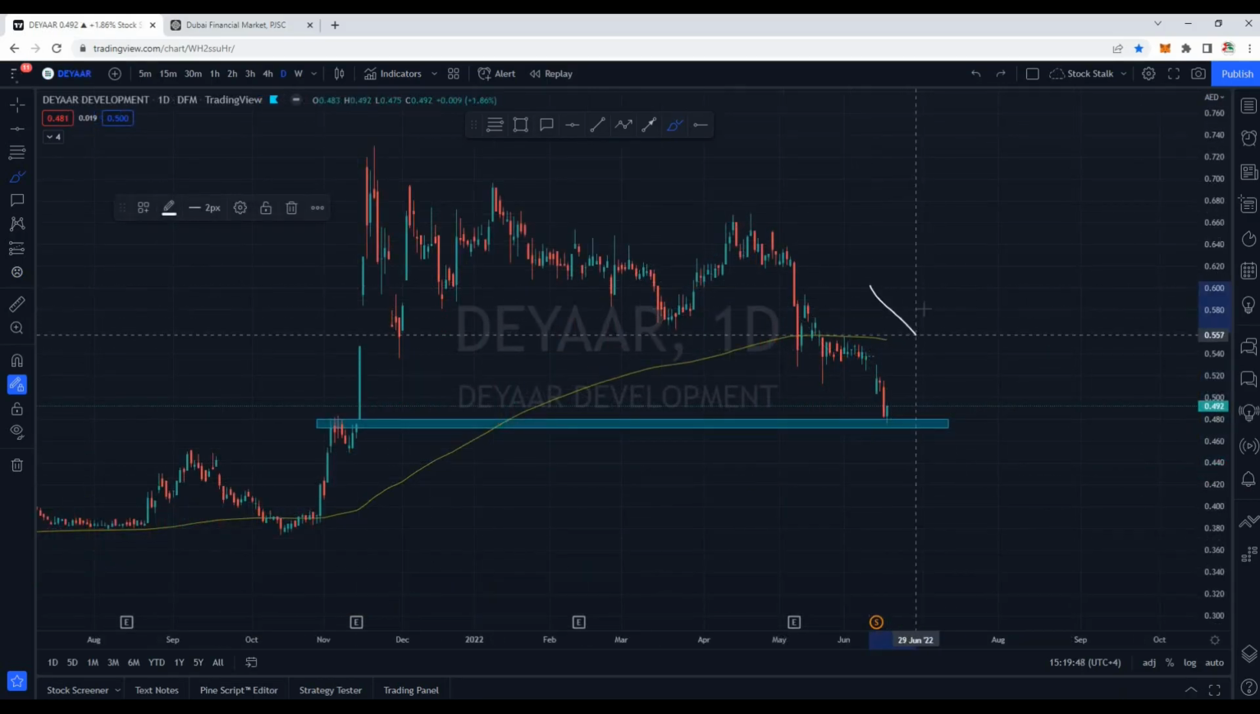DIB is in a confirmed downtrend. We are seeing bearish price action. Also, it's below the 200-day moving average. As of now, it has taken a small bounce right at the same zone where previously it took a pause to make a huge move to the upside.